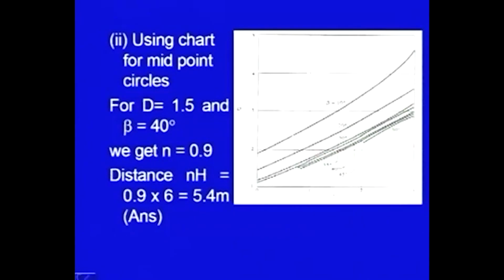So, d equal to 1.5 is somewhere here. Corresponding to this, and beta equal to 40, so 40 is this circle. Somewhere here you get the point, and we get n roughly about 0.9. So, distance NH as per this graphical solution comes out to be 0.9, that is n, into h is 6, that is 5.4 meter. So, you get the final answer where the circle touches the ground.